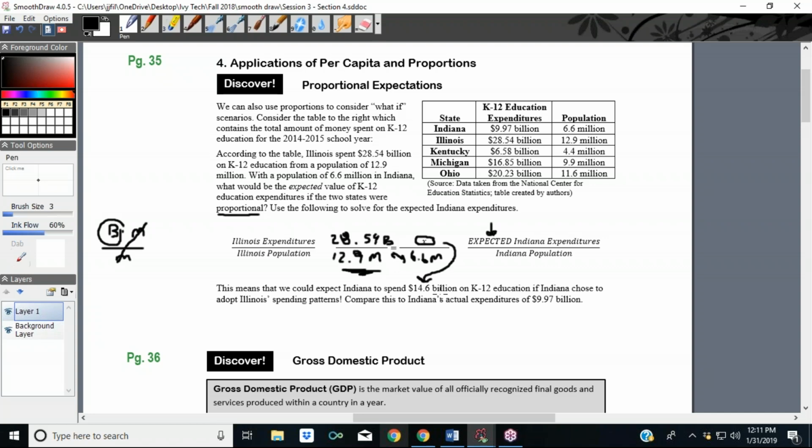And then if we wanted to write this in a meaningful sentence, as you've seen questions being asked, we'd say this means that we could expect Indiana to spend $14.6 billion on K-12 education if Indiana chose to adopt Illinois' spending patterns. So we'd say if Indiana was proportional to Illinois. And then it says compare this to the actual expenditures. Well, 14.6 compared to 9.97 is like $4.5 billion more. It's almost 50% more than they're currently spending.